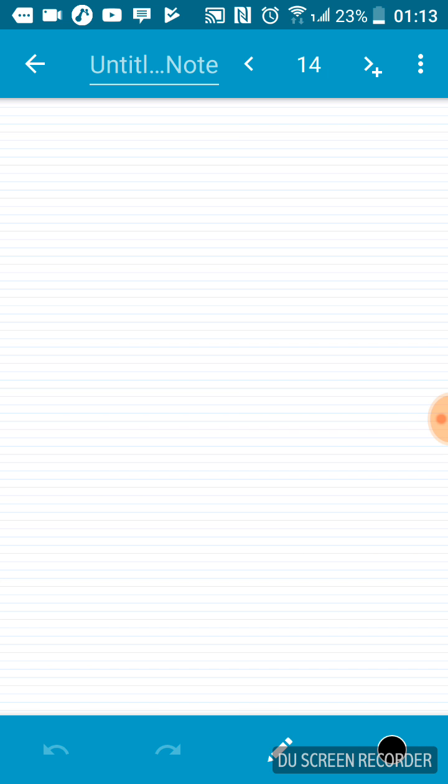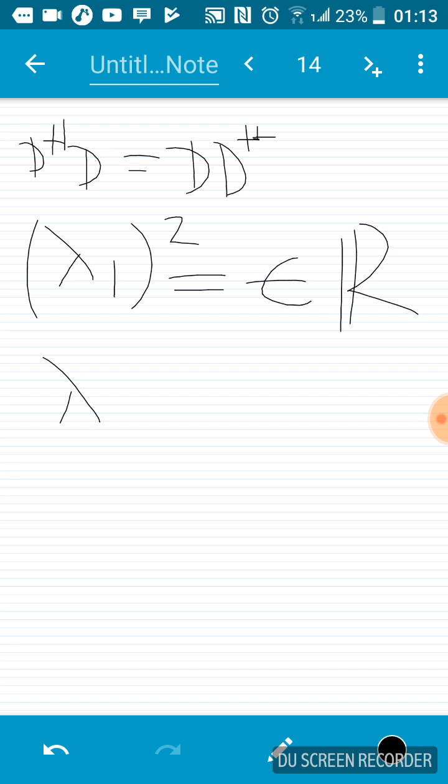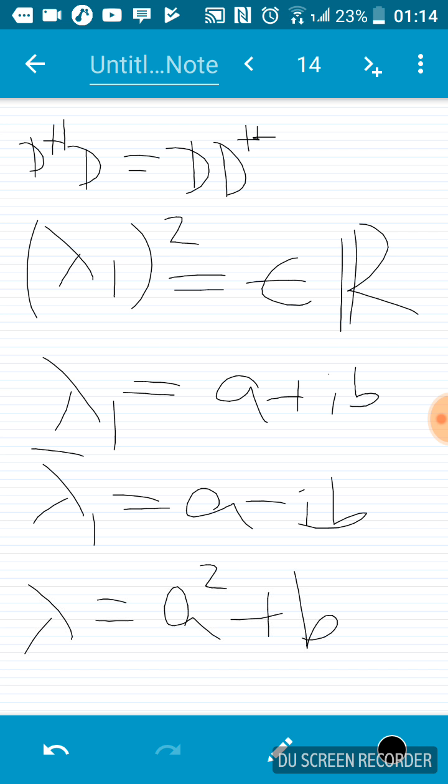Since D^H is not equal to D, we can say that D^H D is equal to D D^H, since the lambda values will be multiplied with their conjugates and will always give a real number. Let's say lambda 1 is equal to a plus ib, and lambda conjugate is equal to a minus ib. When we multiply them out we will always get a real number, a squared plus b squared.